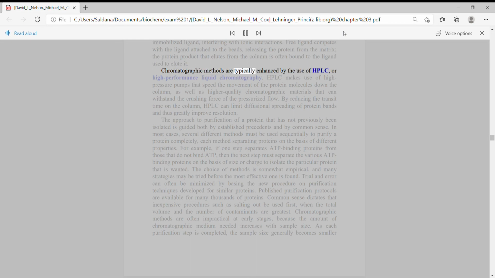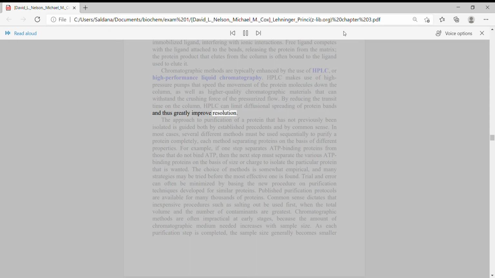Chromatographic methods are typically enhanced by the use of HPLC, or high-performance liquid chromatography. HPLC makes use of high-pressure pumps that speed the movement of the protein molecules down the column, as well as higher quality chromatographic materials that can withstand the crushing force of the pressurized flow. By reducing the transit time on the column, HPLC can limit diffusional spreading of protein bands and thus greatly improve resolution.